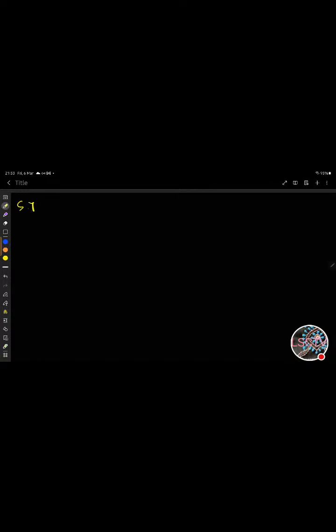Now the SI unit of speed is meter per second, because for distance it's meter, for time it's second. So it's supposed to be meter by second, which is equal to meter per second. Alright, simple, easy, got it.